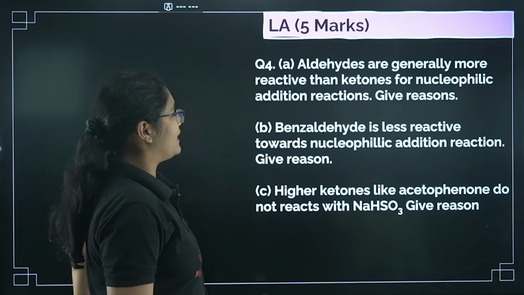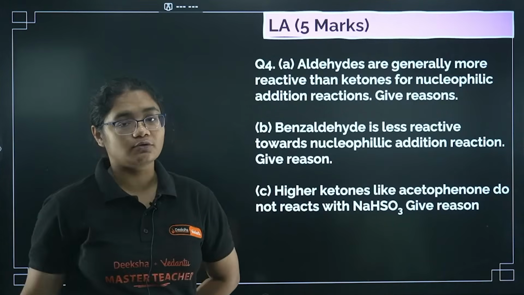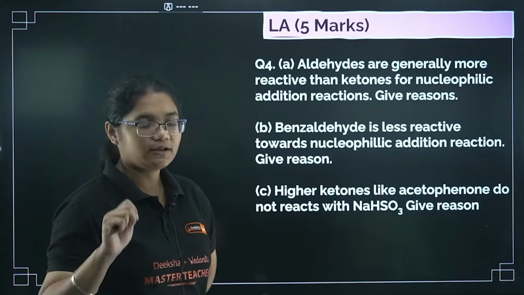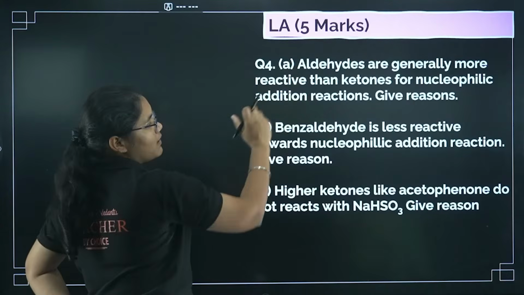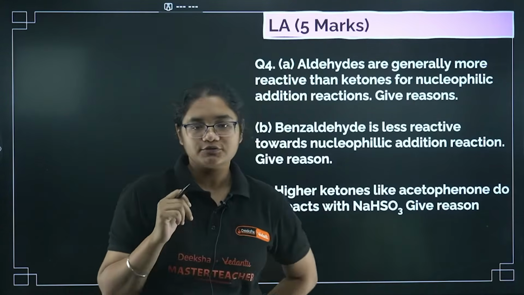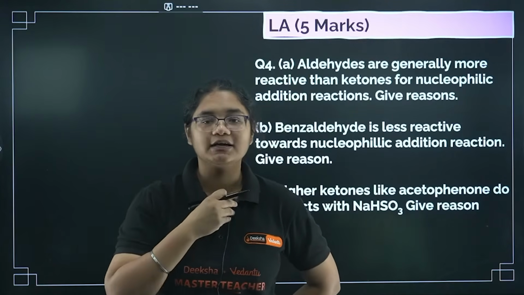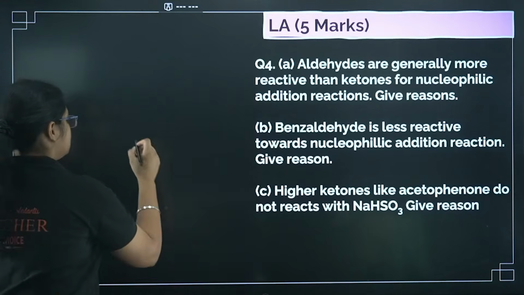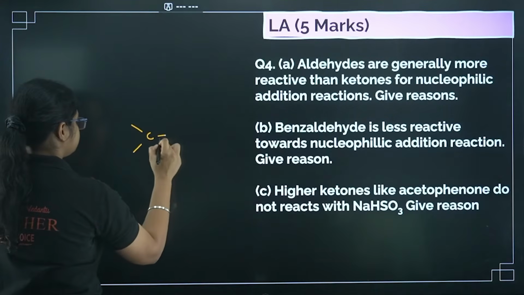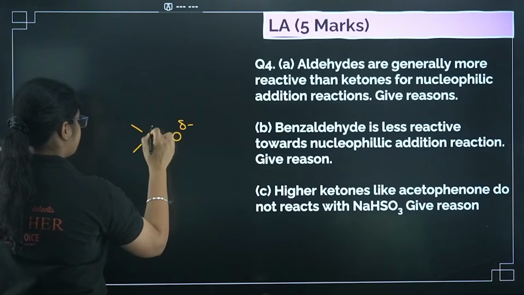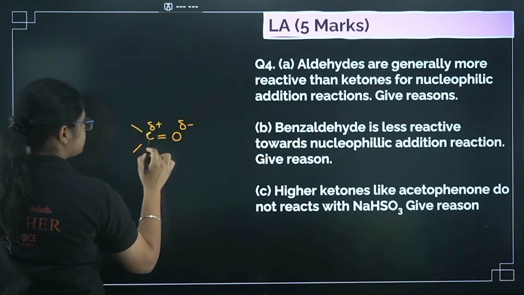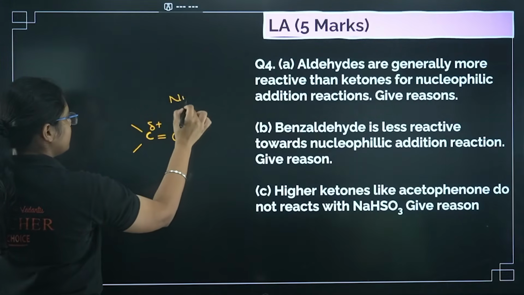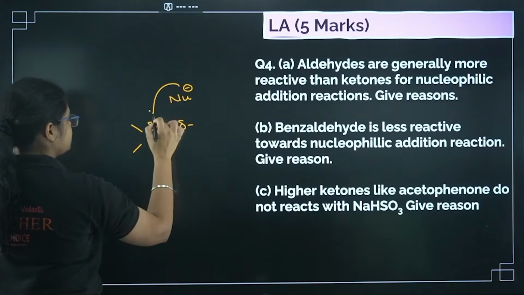First of all, aldehydes are generally more reactive than ketones. There are two reasons for this, so this itself carries 2 marks. Now what are the 2 reasons? In aldehydes, the carbon, as we have discussed, is electrophilic in nature, right? If you see the structure of aldehydes, it is like this. This carbon is electrophilic, which means a nucleophile can come and attack on this carbon.